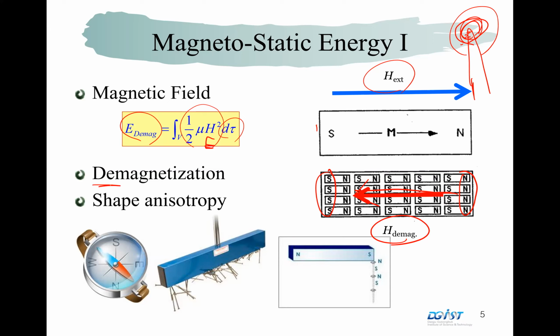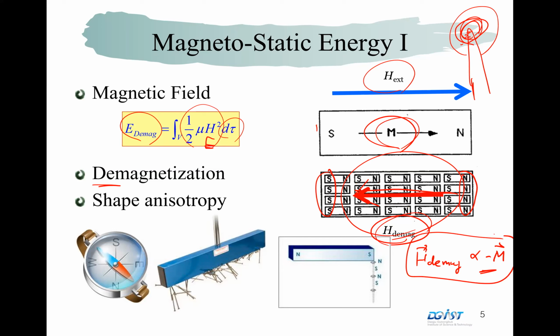Demagnetization means we want to suppress the magnetization. So this demagnetization field is proportional to the magnetic moment, in the reverse direction, with a minus sign. So when we have a magnet, we always have a demagnetization field inside the magnet, and its direction is always opposite to the magnetization direction. So we can say this kind of field is induced by the magnetic moment. Okay.